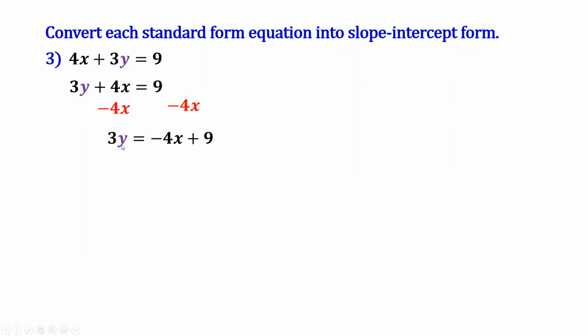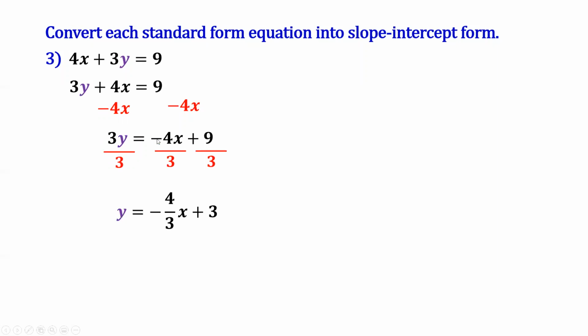I'm now going to get rid of the 3. Well, remember that when you put a number next to a variable, that means multiplication. This says 3 times y. And the opposite of multiplying is to divide. So I'm going to divide everything by 3. The 3 divided by 3 will cancel to 1, so you're going to have 1y left over. The negative 4/3, I can't simplify that.